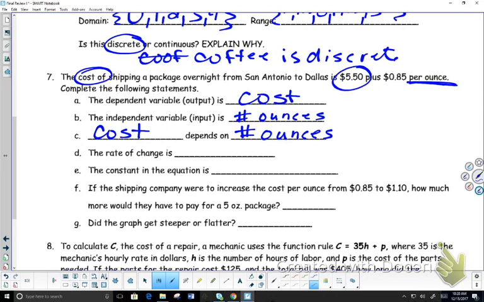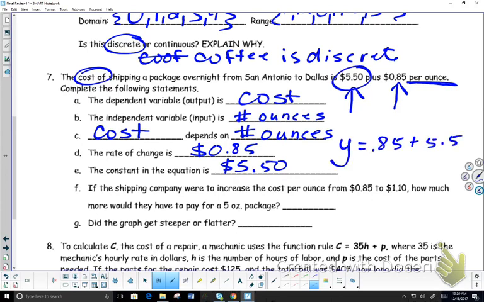The rate of change, well, it's changing at this rate, 85 cents per ounce. The constant in the equation. This is my constant. No matter what, I'm paying $5.50. Then it says if the shipping company were to increase the cost, and just so you know what this would look like, it'd look like y equals 0.85x plus 5.5, okay? Oh, forgot my x. Whew.